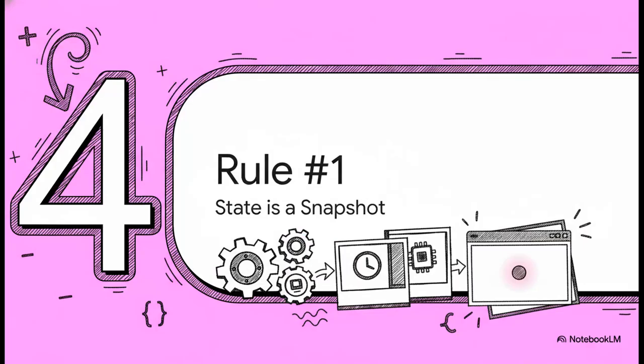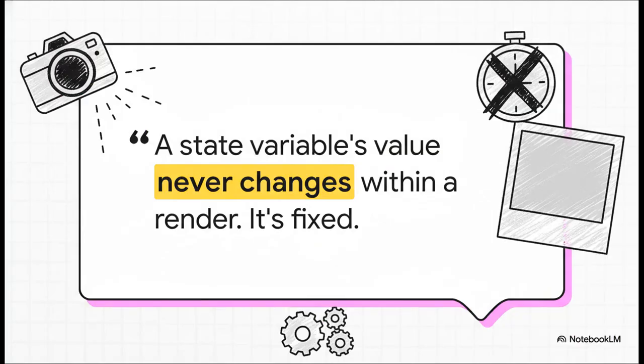But here's where things get really interesting. There's a fascinating and crucial detail about how state behaves during that render step. And let me tell you, understanding this one rule is the key to avoiding some of the most common bugs in React. Here it is, the golden rule. A state variable's value is fixed within any particular render. It's like taking a photograph. React captures the state at the very beginning of the render, and for the entire time it's running its logic for that update, it will only ever see the values from that one specific snapshot.